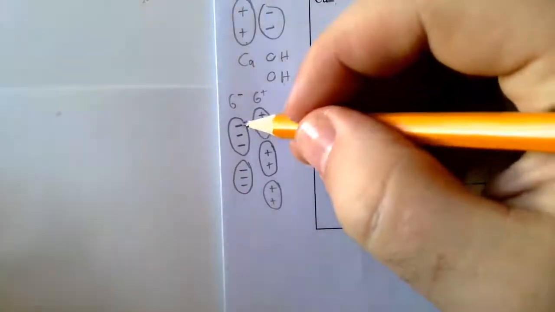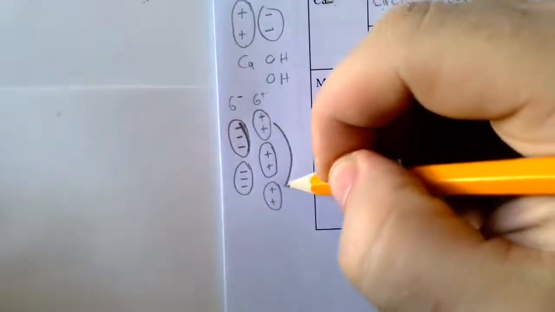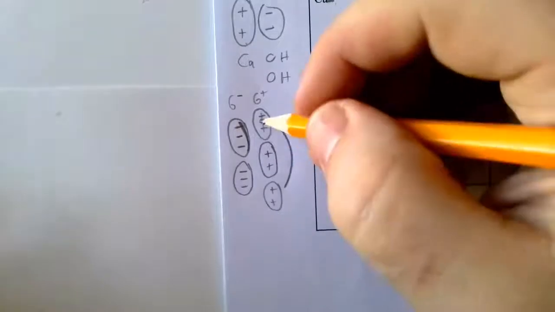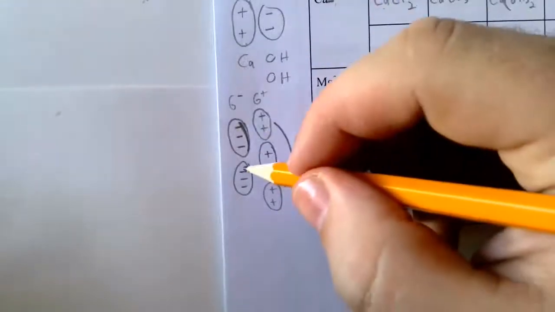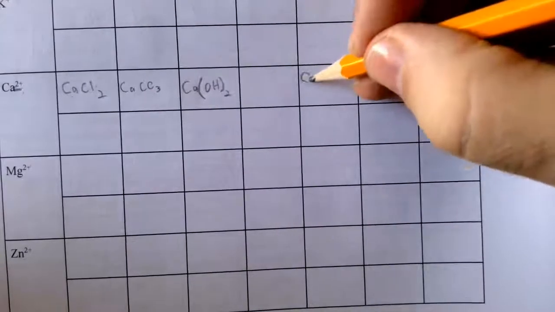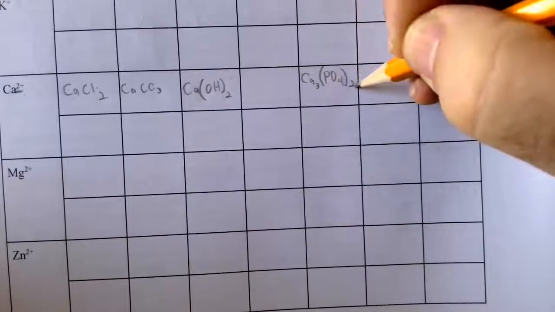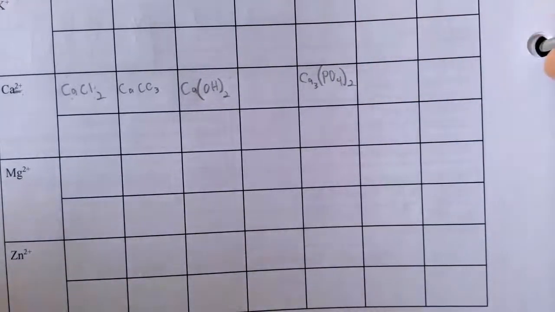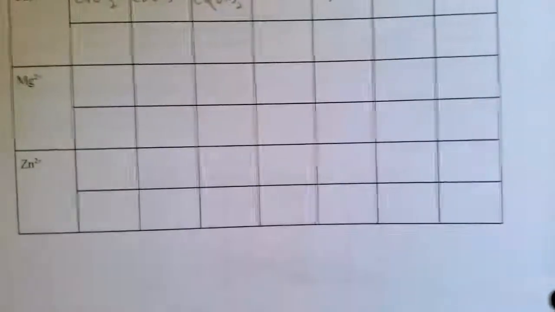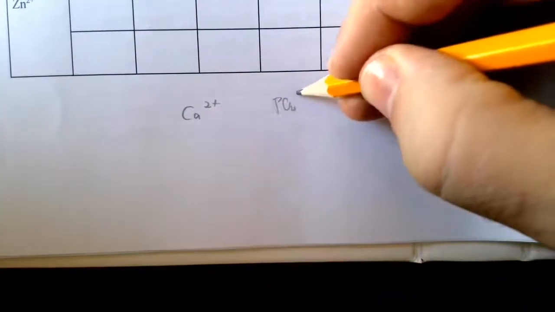Notice here, I have -3 on my phosphate, and I had to bring 3 calciums to balance it out. I have a +2 on my calcium, and I had to bring 2 phosphates to balance that out. That is a shortcut to being able to do this. So here I've got Ca, and I'm going to bring 3 PO4, put that in parentheses, 2. Okay? So let's draw that one more time down below so that we can really make sure that we've got a grasp on that. So I've got Ca2+, PO4 3-.